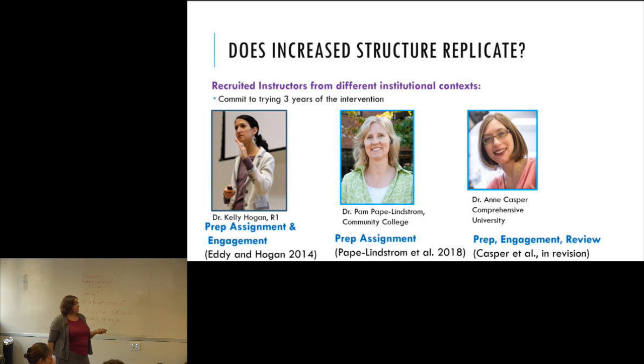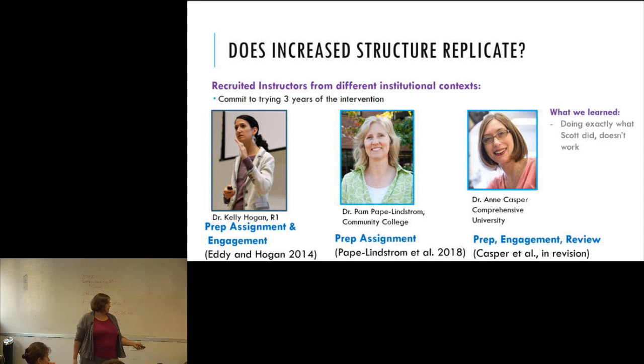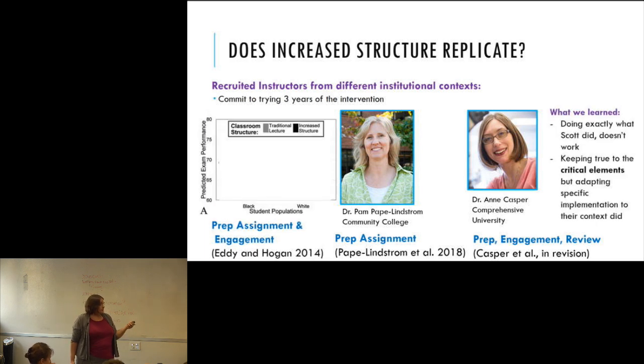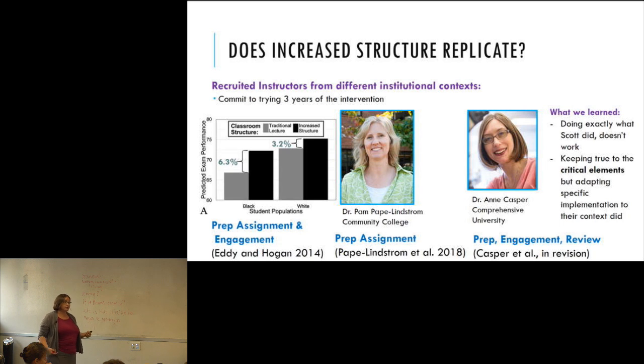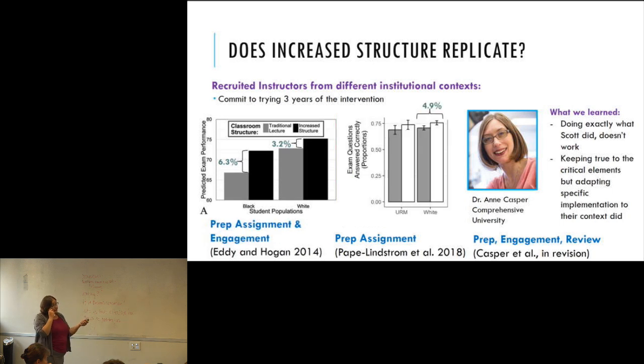So what we found at the R1, which was a different R1 than ours, obviously, is that adding the prep assignment and the engagement increased everyone's performance, and it reduced the achievement gap between white and Black students. At the community college, by adding that prep assignment, she was already doing active learning, she just added the reading quiz, essentially. She found a 5% increase on their exam performance, but no effect on achievement gaps. At the comprehensive university, it was a little more complicated of a story. And so I'm going to take you through that as kind of the final thing today.